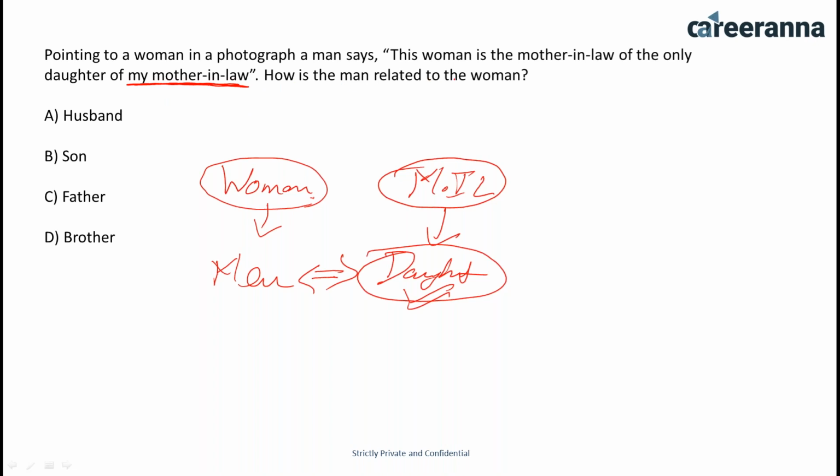How is the man related to the woman? Now the question is asking how this man is related to this woman. The woman is the mother of this man, so you can say their relation is not husband. Some students gave the answer option A, but the option is going to be B, that this man is the son of this woman. See, if you use this approach, it is very easy for you to answer the question.